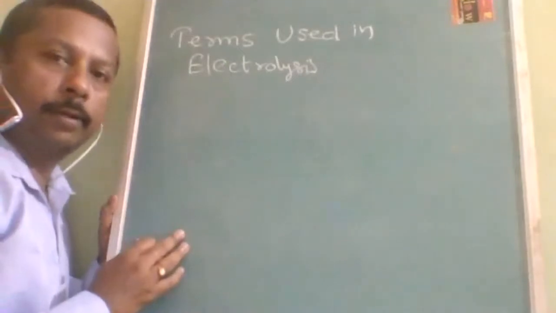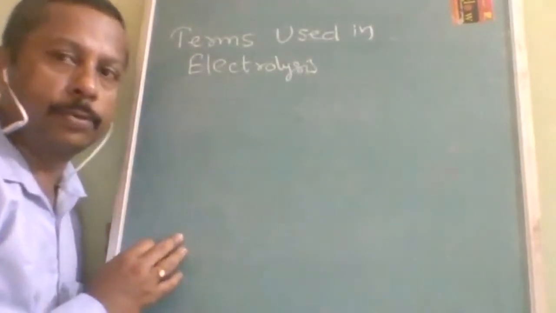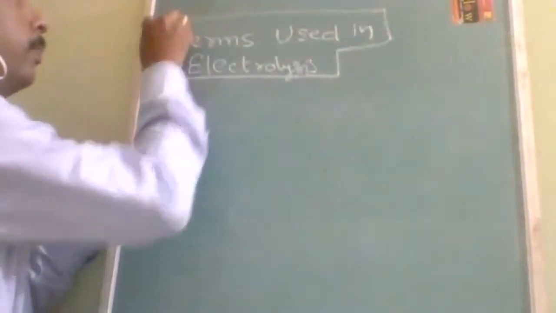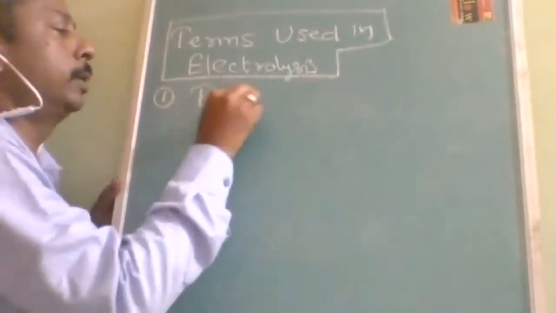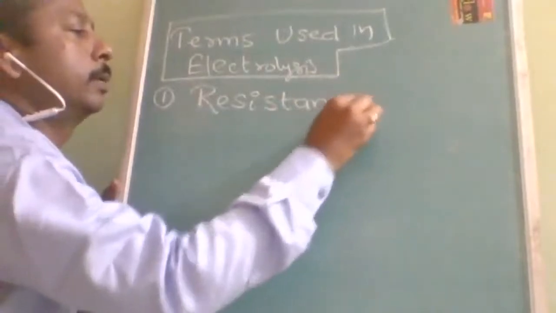Okay, today we are going to start with terms used in electrolysis. The first one is resistance.